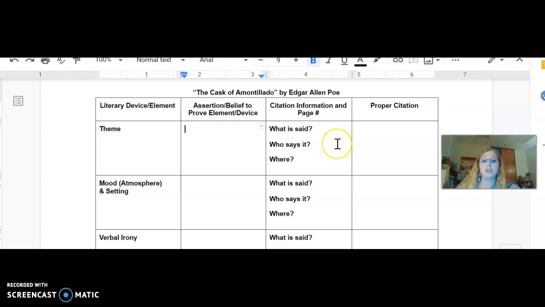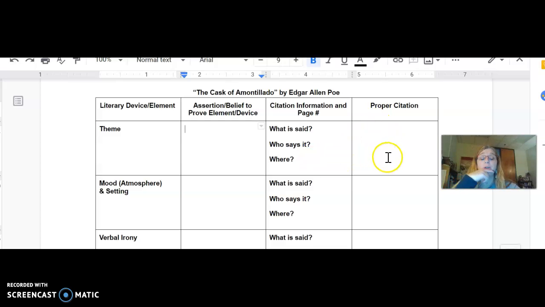Then you need to make sure that you are able to pick out a significant quote. Okay, a quote that will prove whatever you're saying here. And whatever you're saying here has to be tied into the theme, to the device, okay? So you can see how this ties together. So when you do find a quote that proves your assertion or belief, this is where you're going to put your quote, what's said. Who says it? The speaker of the quote. And remember, if there's not a speaker, then you're going to be talking about the narrator, and then it would be Poe. And then what page on your PDF, or if you're using the blue textbook, what page does that pop up on, right?